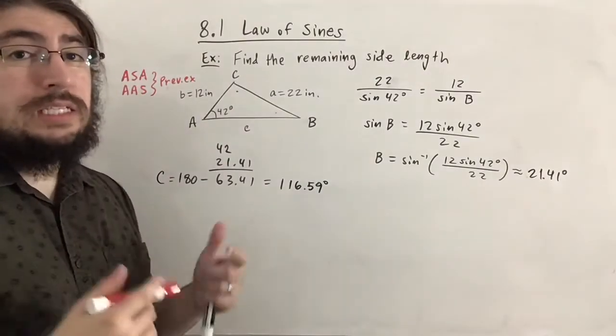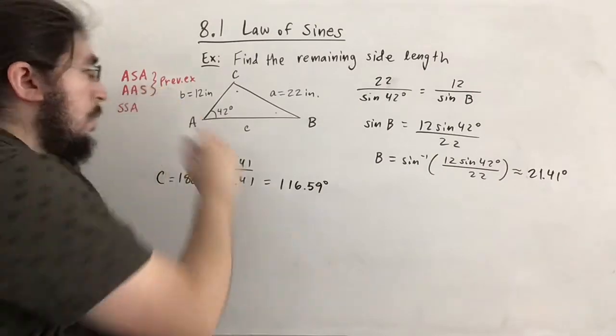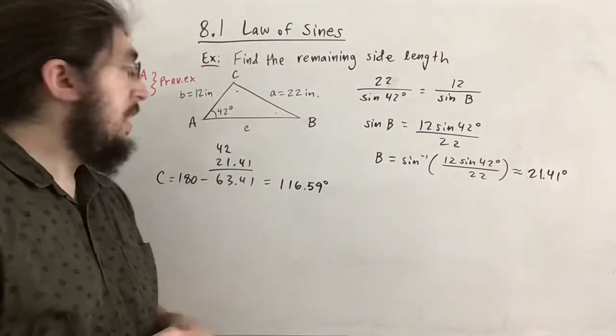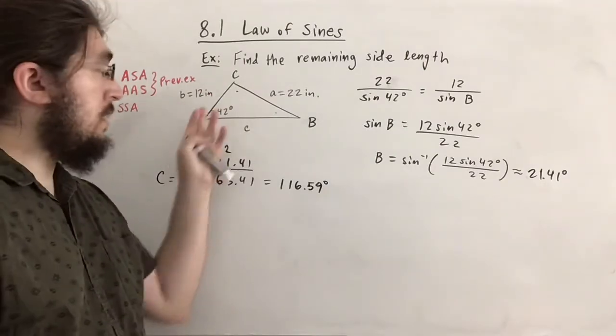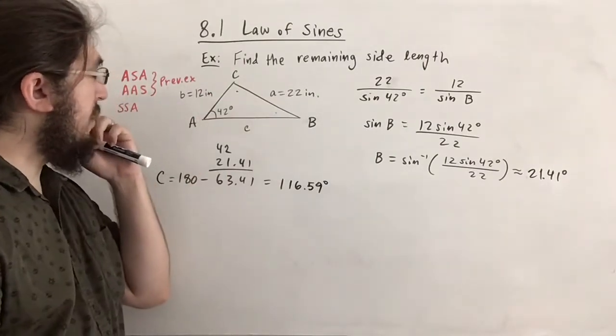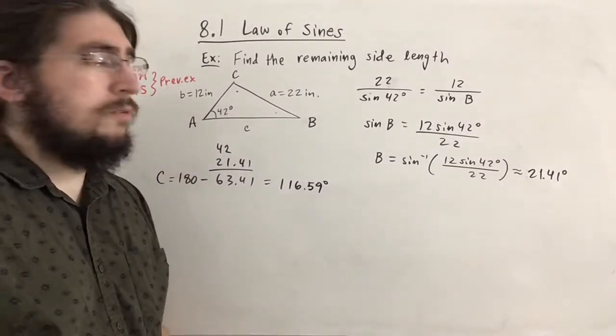The one case that is kind of weird, though, is SSA, where we're given 2 sides but only 1 angle. And that's exactly what we have here, actually. Notice we have these 2 sides and some angle that's not in between them. And from here, it's actually very difficult to do.